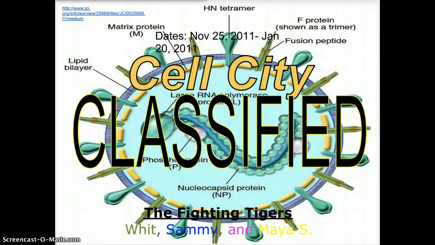And this is classified. And in the background, you can see the Parainfluenza virus, which is our virus, and we're researching how it infects the epithelial cell.